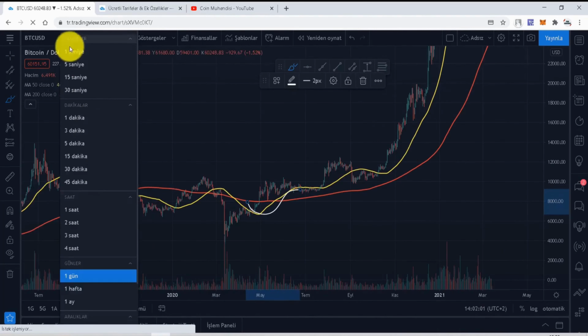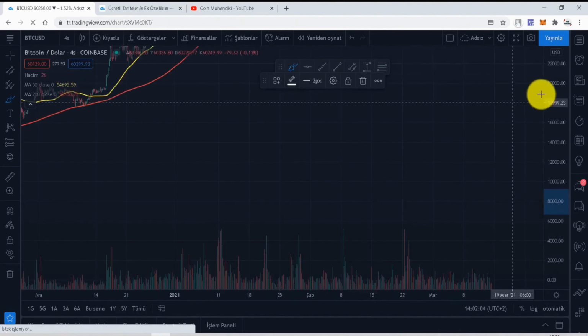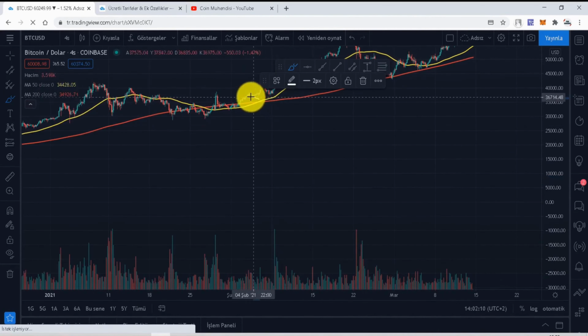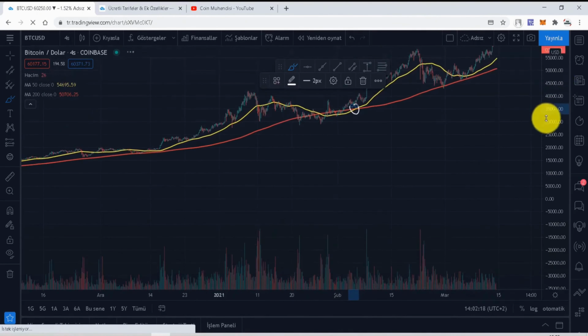If we look at the 4-hour chart, where was the last occurrence? Here, there is a golden cross at $30,000. As you can see, the yellow line has crossed above the red line. This means that the 50-day average has crossed above the 200-day average and upward movements have begun.